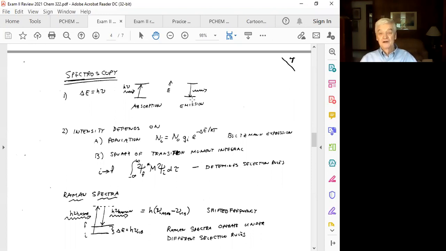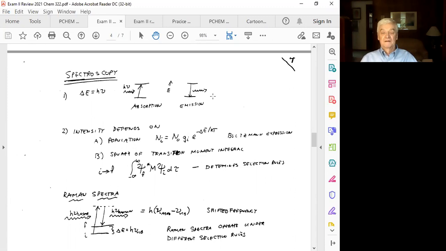If you go from a higher level to a lower level, that's emission spectroscopy. It is still conservation of energy. You start off with extra energy because the molecule is in an upper quantum state, in a so-called excited state. And when it falls back down, it's again delta E is equal to h nu, and that photon is emitted, and the molecule has that much less energy.